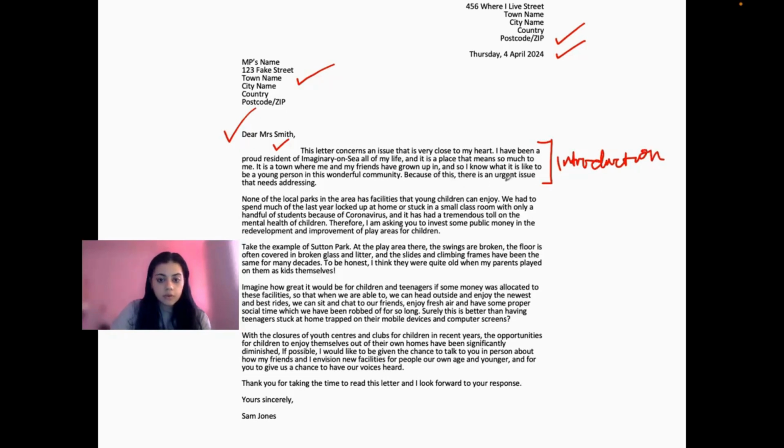He says there is an urgent issue that needs addressing. And although he doesn't give away the issue straight away, he does that in the next paragraph, which is very, very close. He also says, this letter concerns an issue that is very close to my heart. This is a simple sentence and it's also emotive language. And I would say there's also points for structure because he's getting into the topic of the letter very, very quickly. He's getting straight to the point, which is what you want to do.